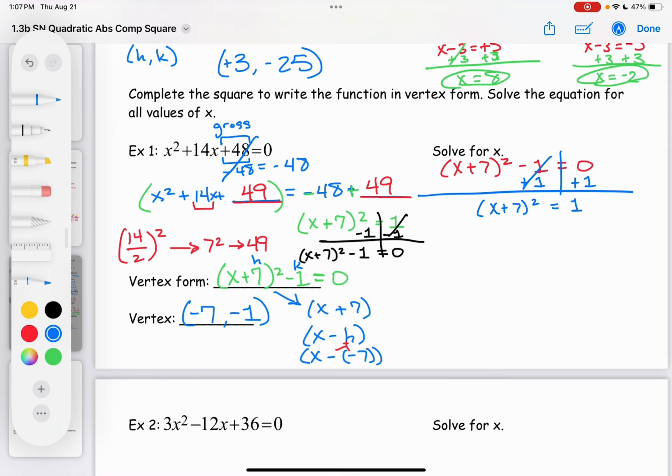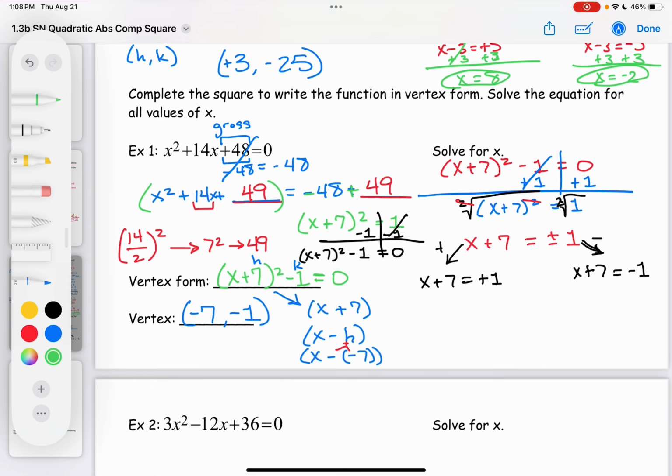After we do that, we're going to use the square root method and find the square root of both sides. Square root squared cancels. And the square root of 1 could actually be positive or negative 1. We're going to split into a positive path and a negative path. On the positive side, I'm going to set it equal to positive 1. On the negative side, I'm going to set it equal to negative 1.